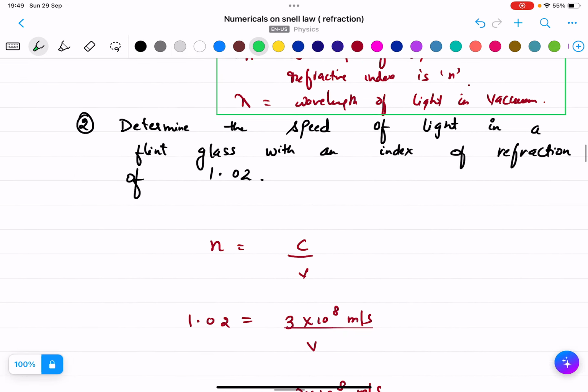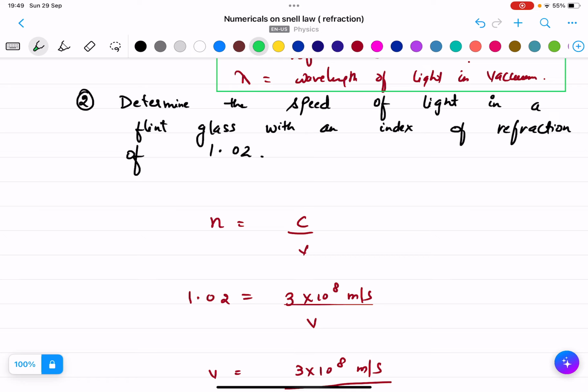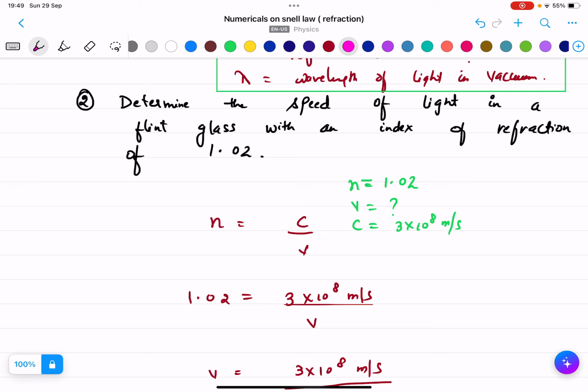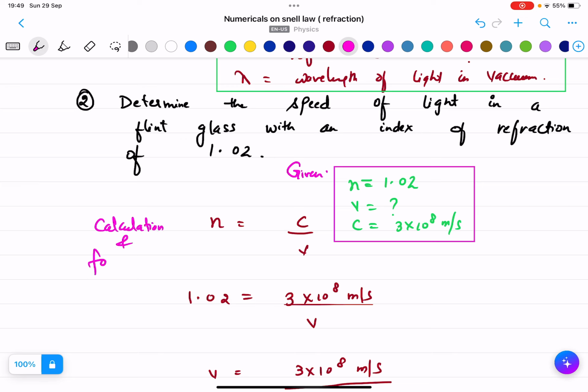Okay, now the second one. Determine the speed of light in a flint glass with an index of refraction of 1.02. That means n is given to you, 1.02, and you need to find the speed of light. And c, you all know, is 3 into 10 to the power 8 meter per second. Always remember, when a question is given, you need to write what is given to you. Then calculations and formula used.